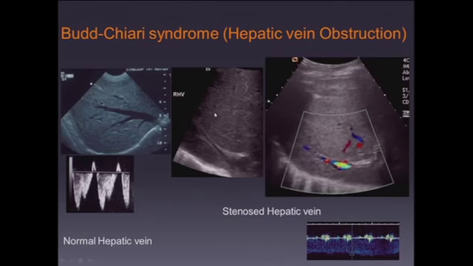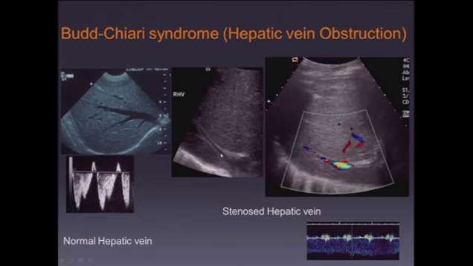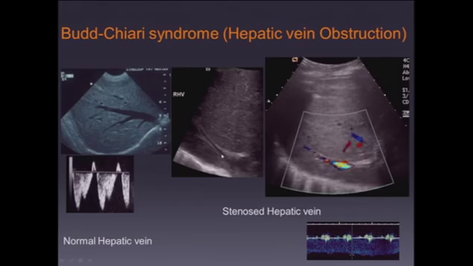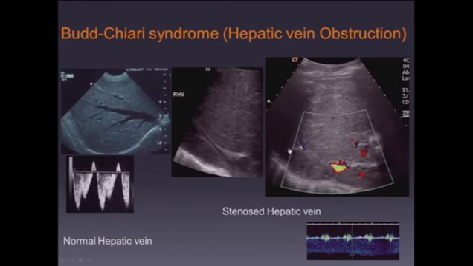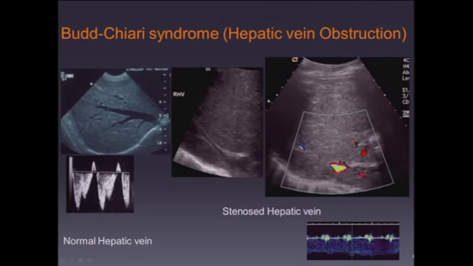This is chronic hepatic vein obstruction, and the vein is markedly narrowed in its luminal diameter, while the wall, which is this echogenic structure next to the lumen, is markedly thickened. This is color Doppler image showing a markedly narrowed hepatic vein with a thick echogenic wall, and the waveform from this vein is monophasic.